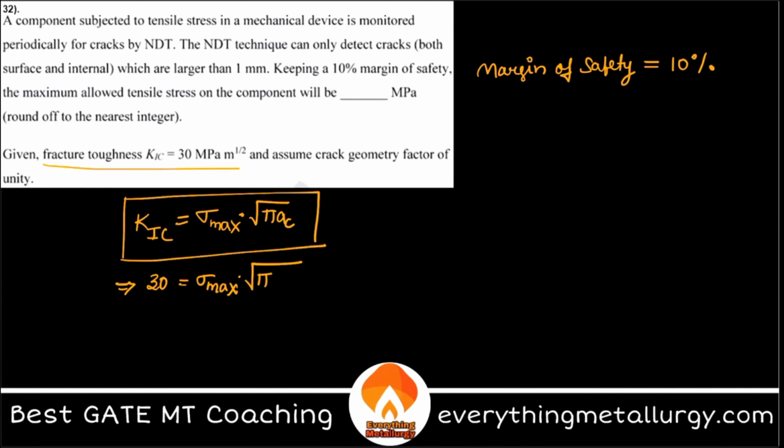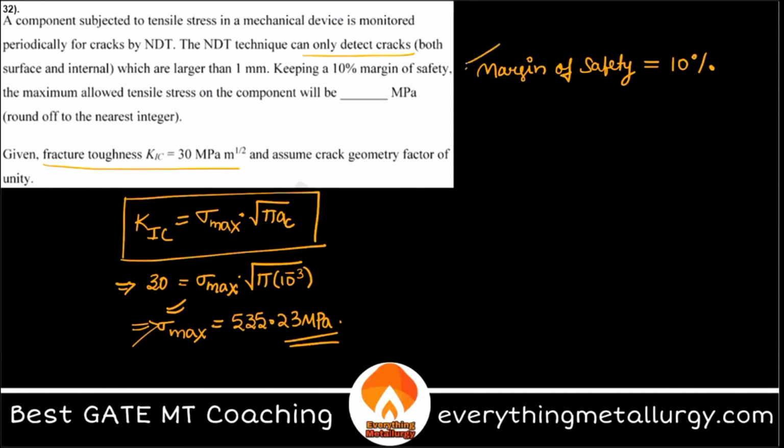Here this can only detect the cracks which are greater than 1 mm. That means you can take the critical crack length to be 1 mm. So 1 mm is how much? 10 power minus 3 meter. So on solving it, you get sigma max equal to 535.23, something like that. I have already solved it. That's a simple calculation. Now sigma max is known. If they did not ask about any margin of safety or other things, this will be your maximum stress that the component can withstand.